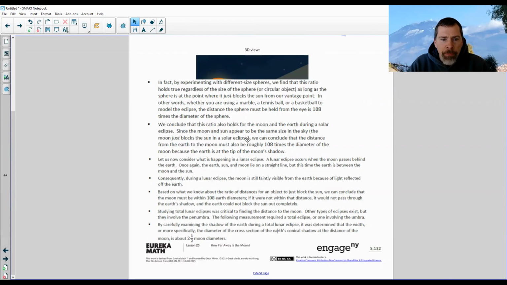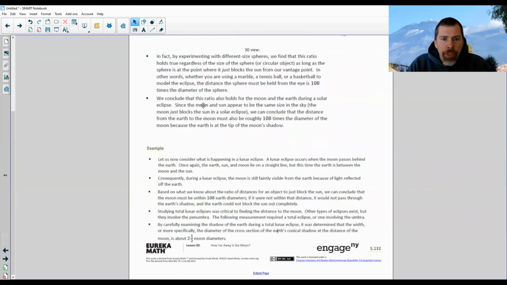That's pretty cool. So we conclude that the ratio also holds for the moon and the earth during a solar eclipse. Since the moon and sun appear to be the same size in the sky, the moon just blocks the sun in a solar eclipse. We can conclude that the distance from the earth to the moon must also be roughly 108 times the diameter of the moon. It's a neat way to think about that, because the earth is at the tip of the moon's shadow.